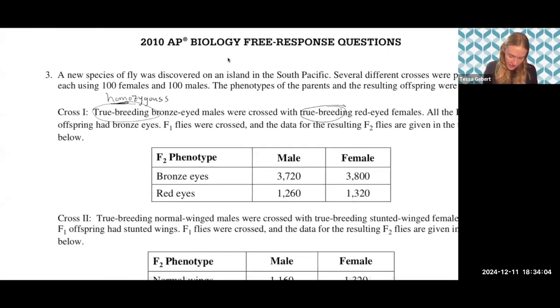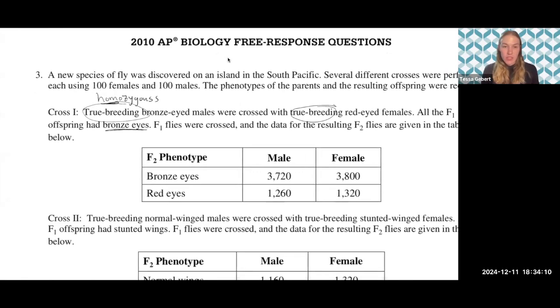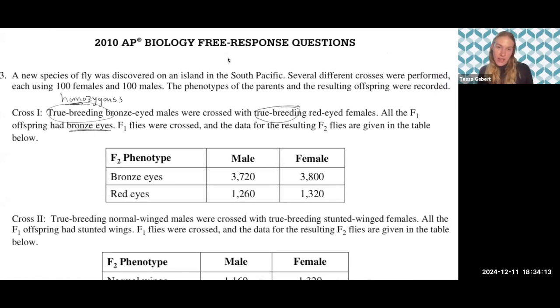All of the F1 offspring had bronze eyes. Okay, so what does that tell me right there? So I have true breeding homozygous bronze-eyed males and true breeding females who were red-eyed. Now, if all the offspring have bronze eyes, that tells me that bronze eyes is dominant. Then we cross the F1 flies, and the data for the F2 flies were given in the table below. In case you don't know what F1 flies are, those are the offspring of the initial parents. The F2 flies are the offspring of the second generation, which is the F1s.